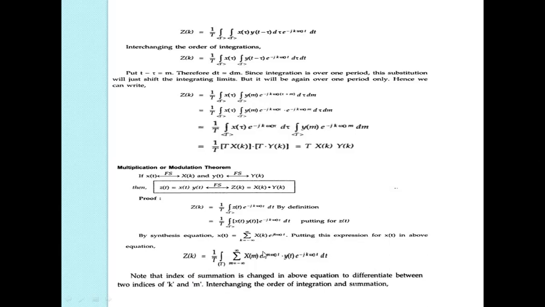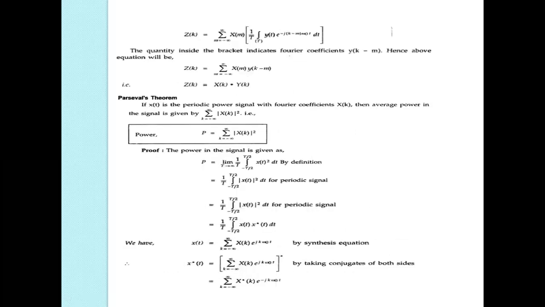Keeping the variable as k would make the exponent e power 0, whose value is 1, so we use m for the summation. The index of the summation is changed in the above equation to differentiate between the two indices of k and m. Here k is there and here is m. Now we can interchange the order of the integration and the summation. Integration here is of y of t and summation is of x of m.